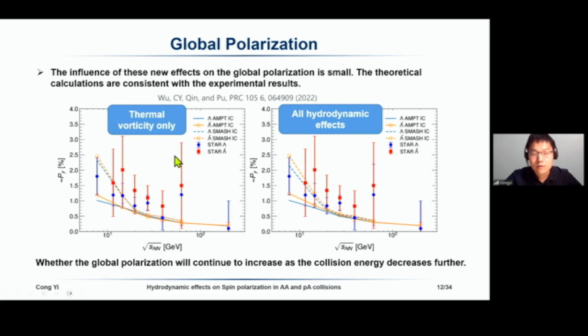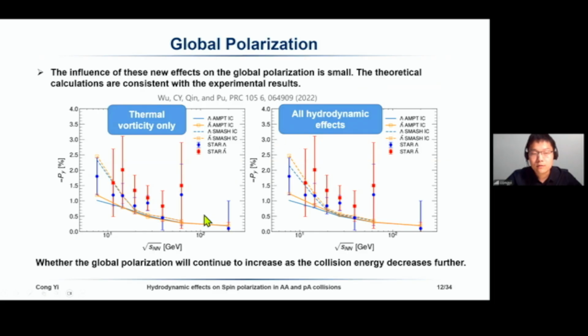These are our numerical results about the global polarization as a function of collision energy. The left figure is the result induced by the thermal vorticity only, while the right figure is the result considering our hydrodynamic effects at the local equilibrium.